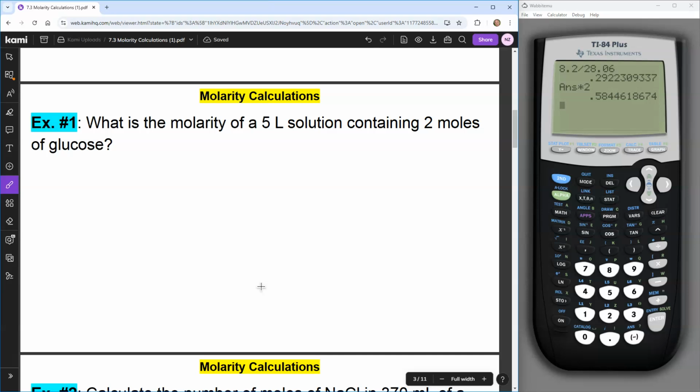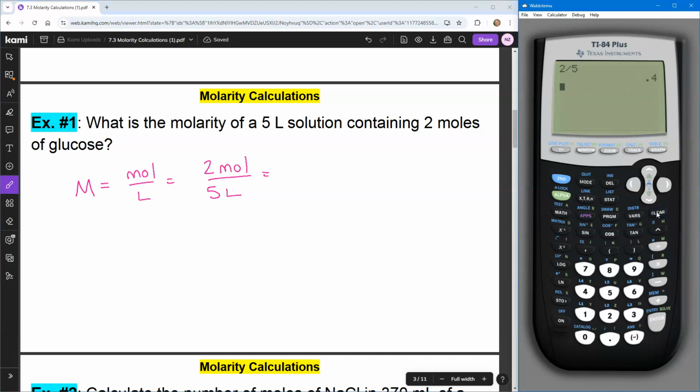So our first question says, what is the molarity of a 5-liter solution containing 2 moles of glucose? And again, our equation is molarity is equal to moles over liters. So we have 2 moles over 5 liters. So I would just type into my calculator 2 divided by 5, and I would get 0.4. Now the units for molarity are just capital M. Okay, and the correct way to read this would just be 0.4 molar. So the units are just molar for molarity.